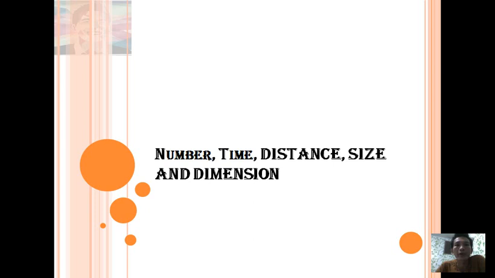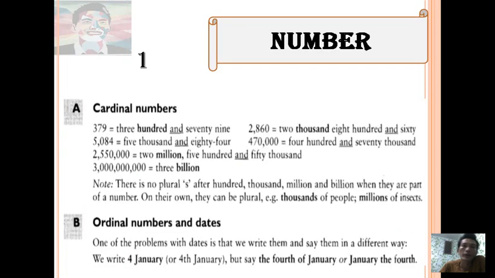Today we are going to discuss number, time, distance, size and dimension. First we talk about the number, and when we discuss the number there are two kinds of number here. The first is the cardinal numbers, and the second one is the ordinal numbers. Look at here, when we discuss the cardinal number, take a look at the example here.